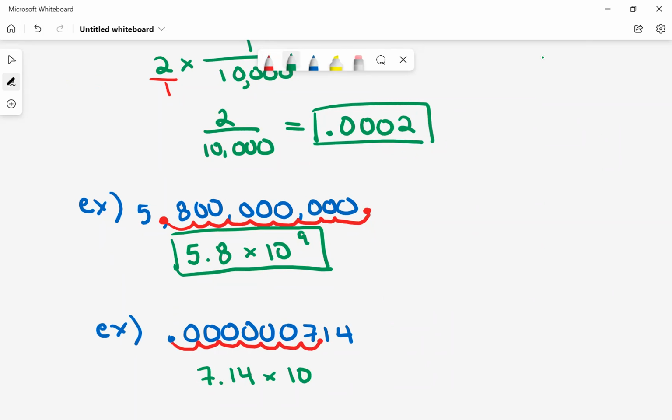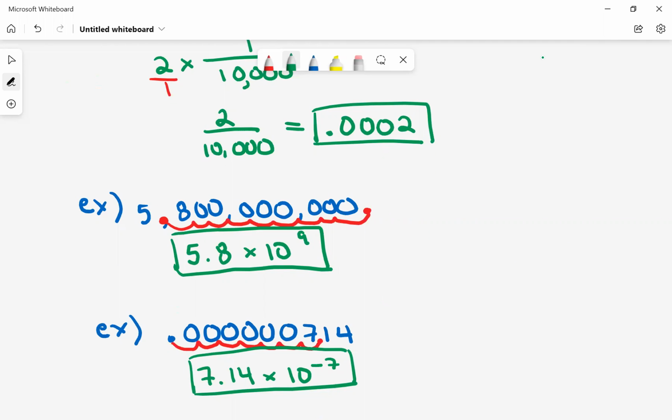And because this decimal is representing a small number, I need to have this as a -7. So it's representing a tiny number, which means we're moving it to, I think, the 10 millionth place. I can't remember. Okay, but that's how we use scientific notation.